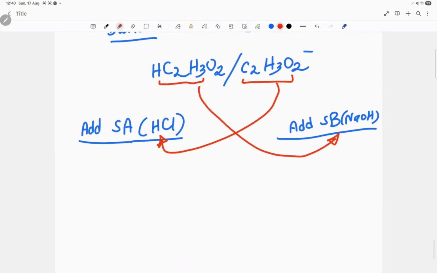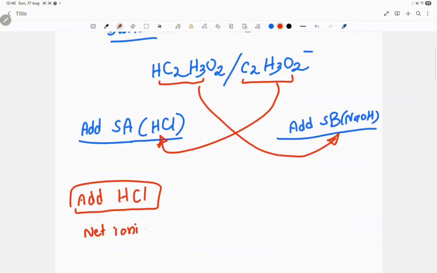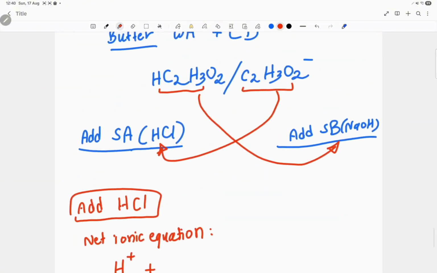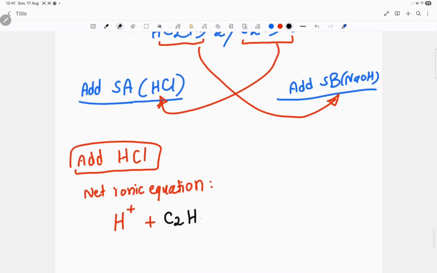So, for example, let's just say we added HCl, and I'm going to ask you for the net ionic equation. If you wanted that equation, and we're dealing with a strong acid as one of the reactants, what part of the strong acid do we include? If it's a strong acid, we just keep the H plus. Now, HCl will be reacting with the conjugate base, which is going to be fully kept.